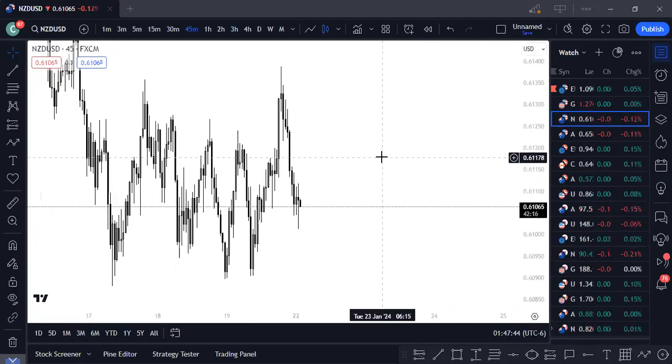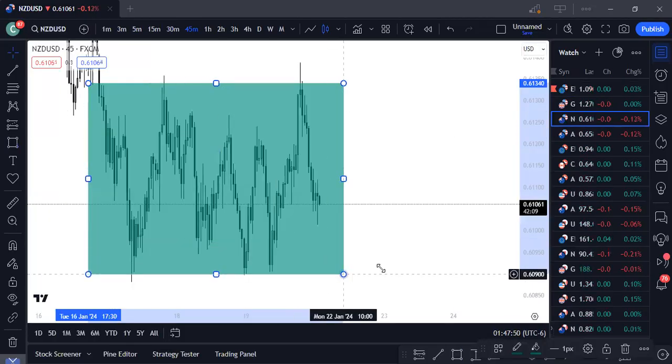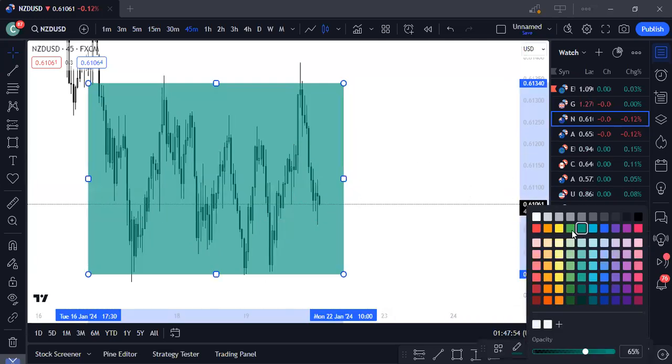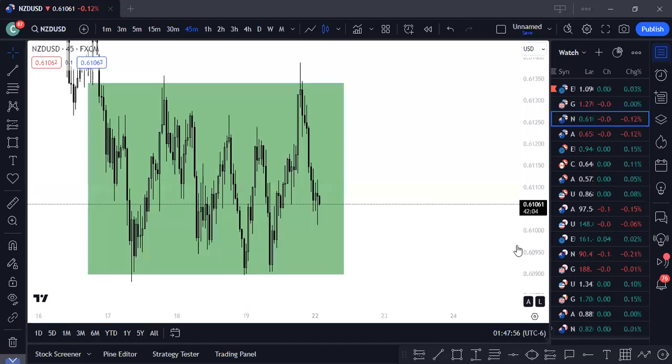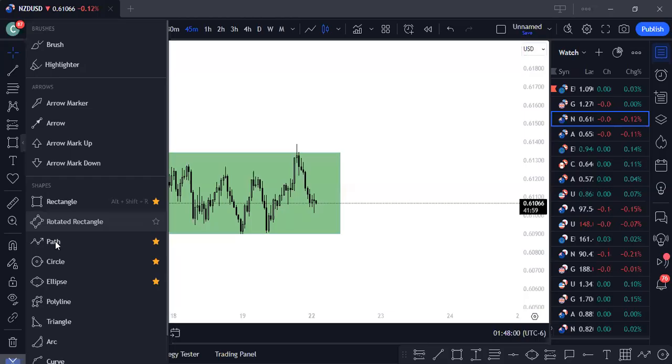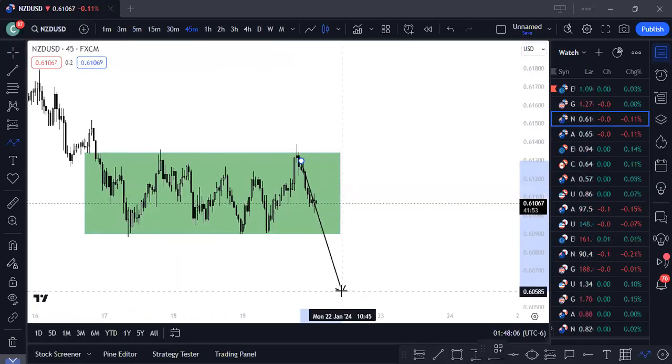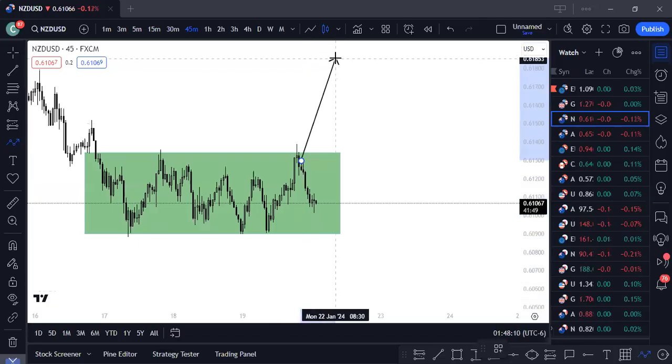NZD USD. What do we have here? No, NZD USD has been ranging for the past how many days now? Weeks. It has been ranging. So you want to stay away from this kind of market. This is just the accumulation phase. The market is just accumulating. Then you just see something like this, boom. You know that okay, sell pressure has come in. You want to look out for sells. If you see something like boom to the upside, you want to look out for buys.